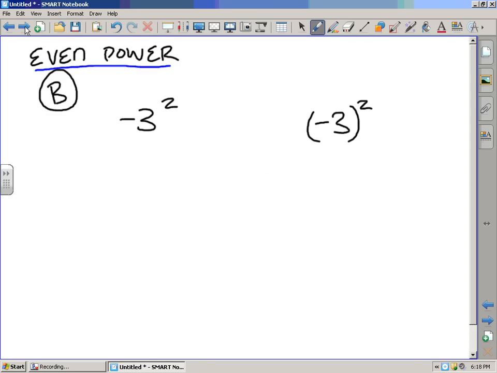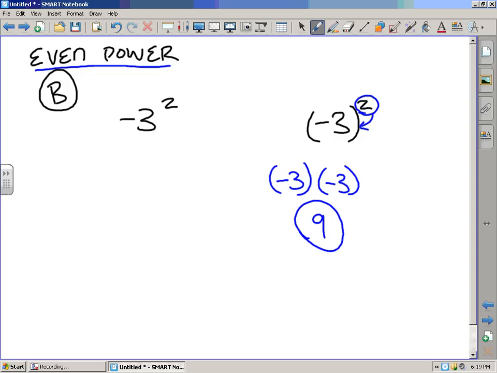Let's look at another example like that. So over here, the 2 goes to what it is directly beside. So the whole -3 is the base. So the -3 is copied twice. -3 times a -3 gives us a product of 9. Over here, the 2 only goes to what is directly beside, so it only goes to the 3. So the 3 is the base. That is copied twice, and the negative you can just place out in front. And we get -9.